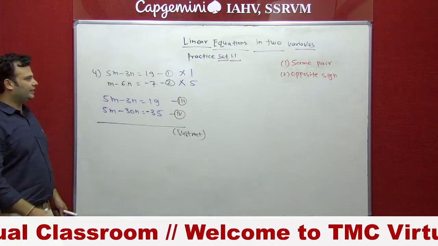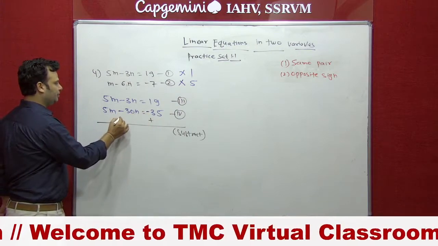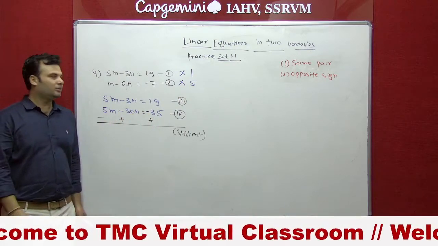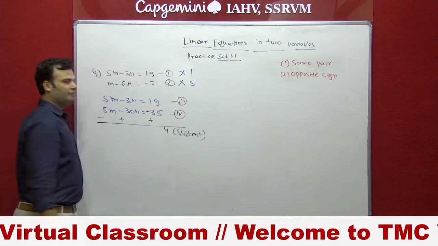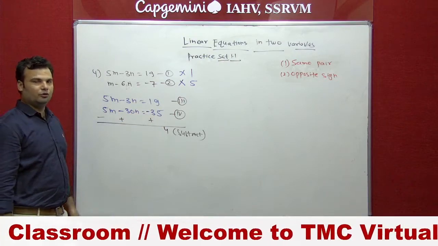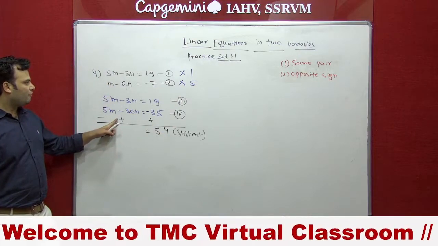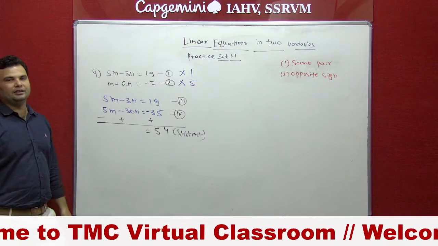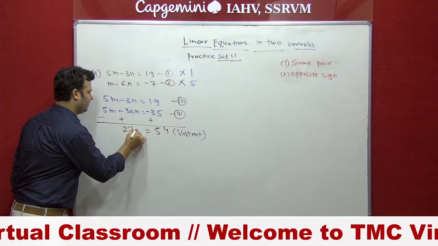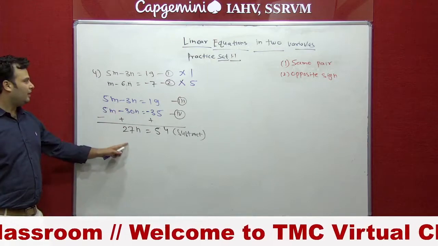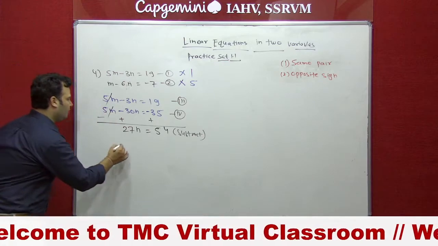So whenever you subtract, you have to change the sign. This minus becomes plus, minus becomes plus, plus becomes minus. So 19 plus 35: 9 plus 5 is 14, remaining 1, 3 plus 1 is 4, 4 plus 1 is 5. It is 54. Similarly, plus 30n and minus 3n gives 27n. Now plus 5m and minus 5m get cancelled. So now we have to find the value of n.